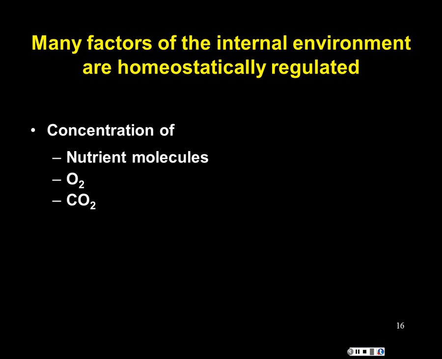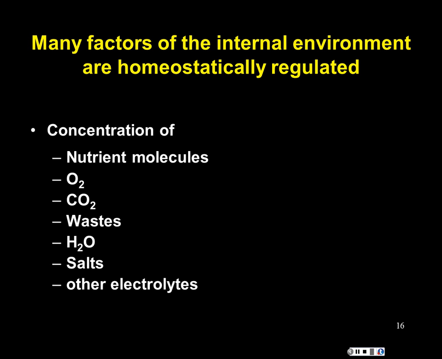Nutrients. This is a snapshot, not an all-inclusive list, just to give you an idea. Our nutrients, like our sugars, fats, proteins, etc. Our respiratory gases, oxygen, carbon dioxide, nitric oxide, etc. True waste byproducts, urea, ammonia, water, salts like sodium, potassium, calcium, chloride ion. All of those have to be maintained within a set point range, homeostatically regulated. So the concentration of some things.